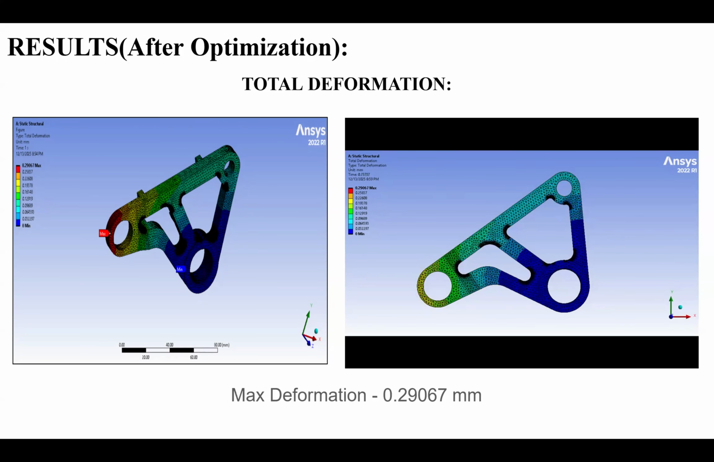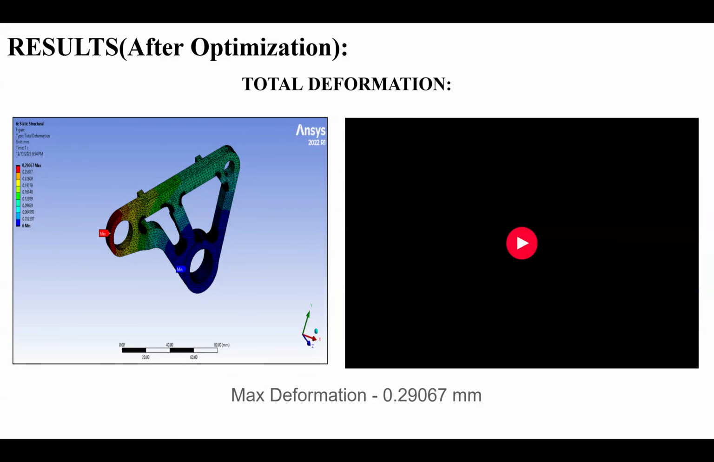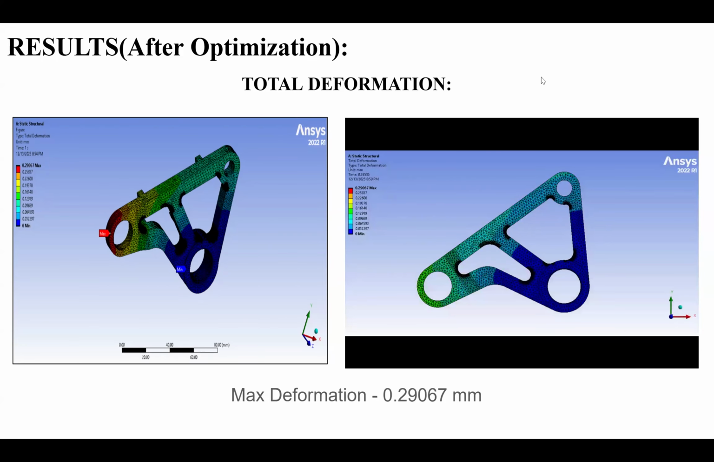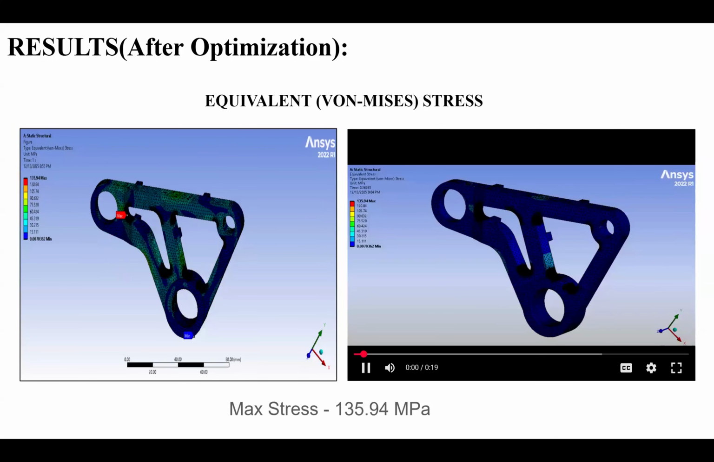So this slide shows the deformation results of the optimized geometry. The maximum deformation reduced from 0.3982 mm to 0.290 mm, and this significantly improves the performance, especially for a suspension component where precision is critical. Next slide.